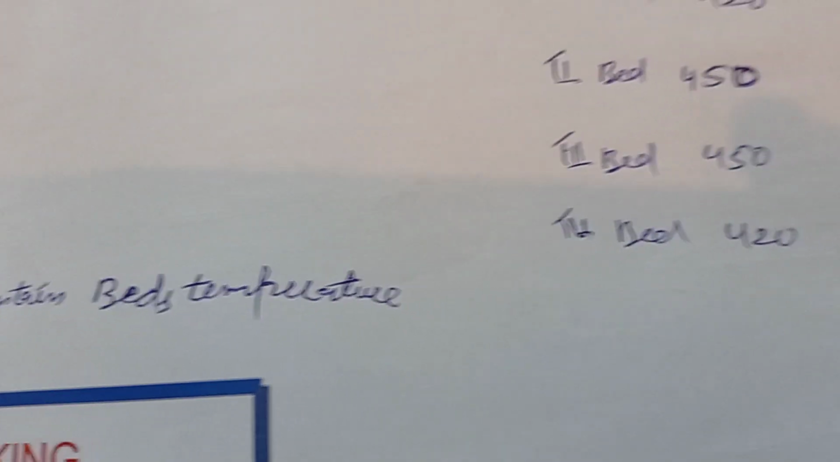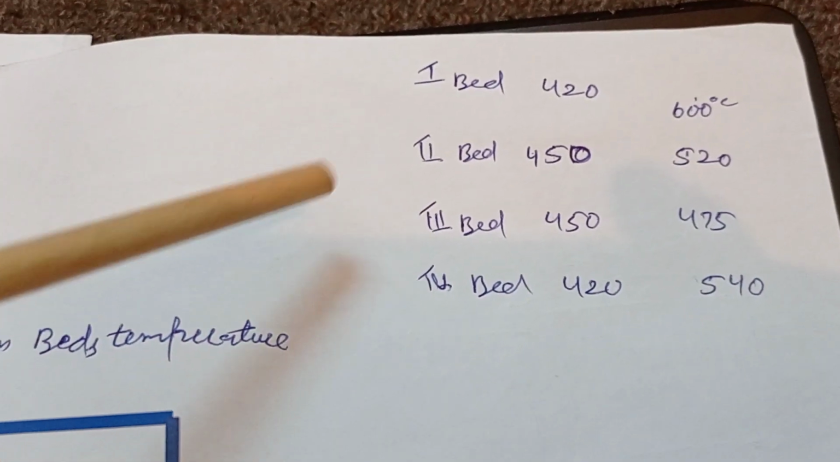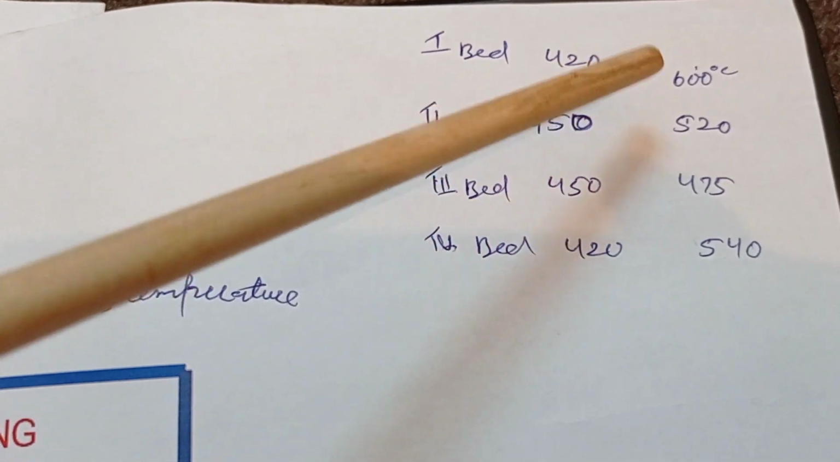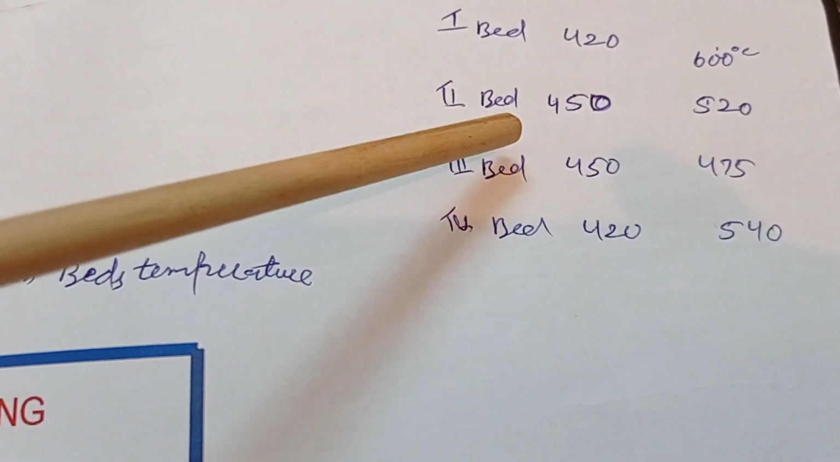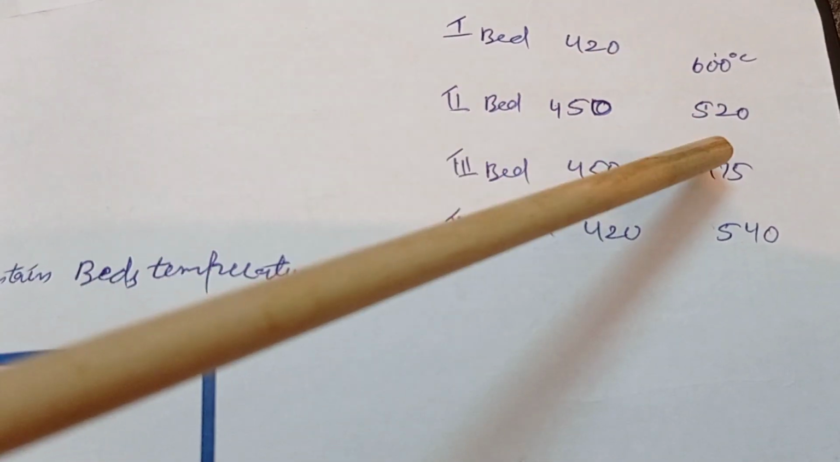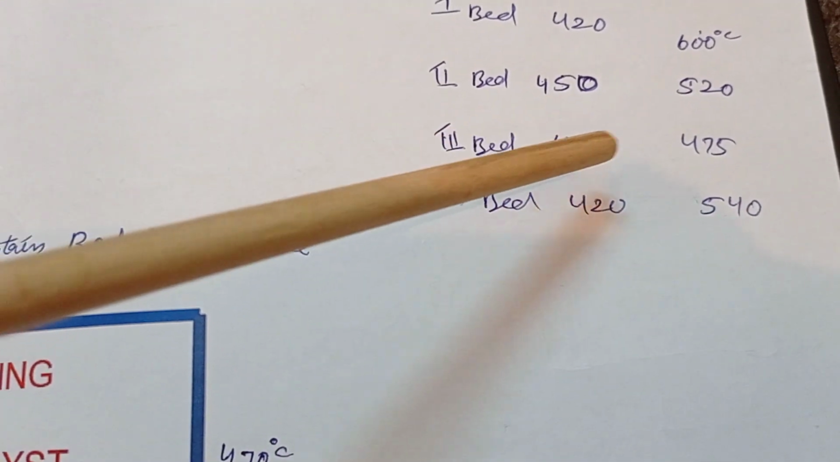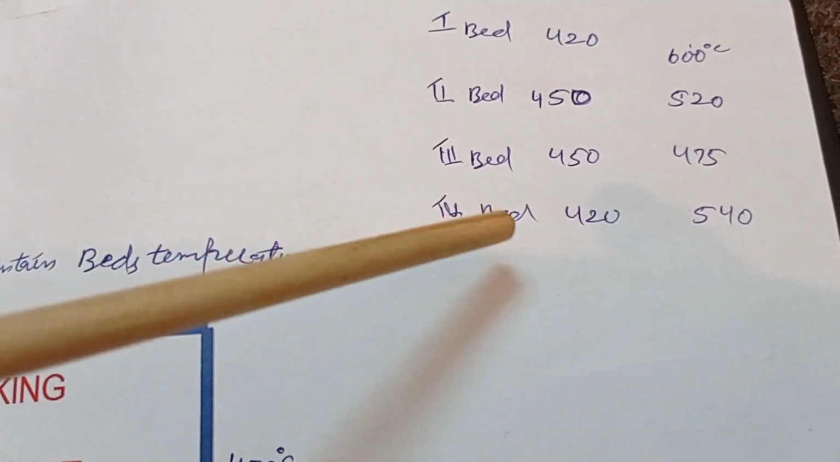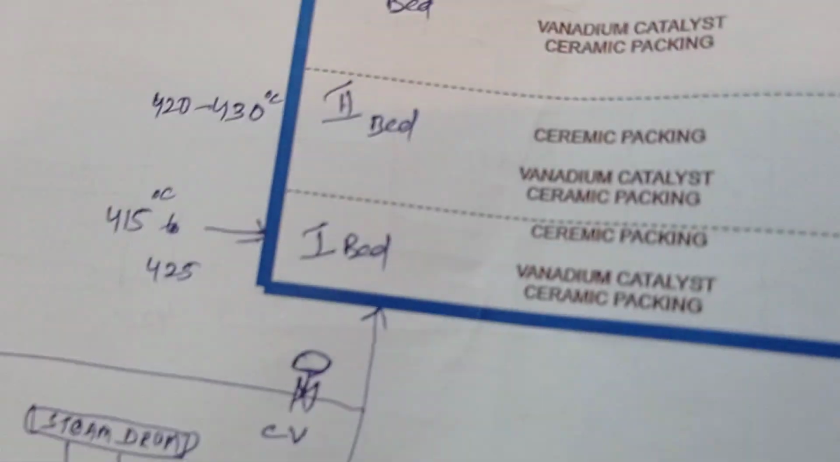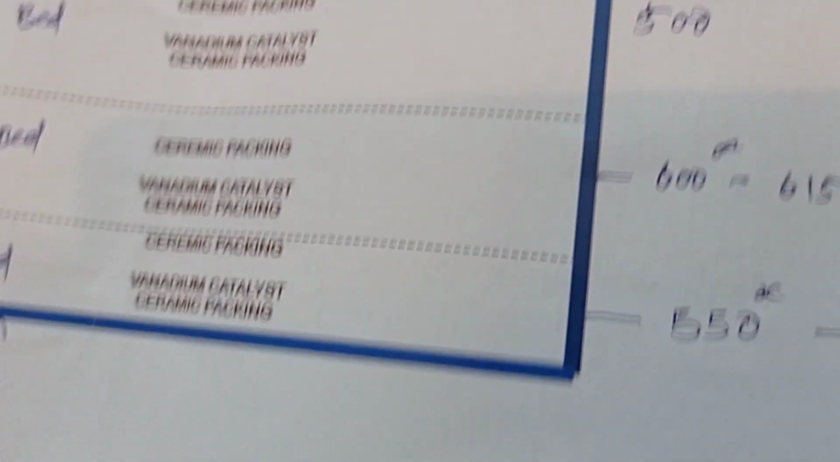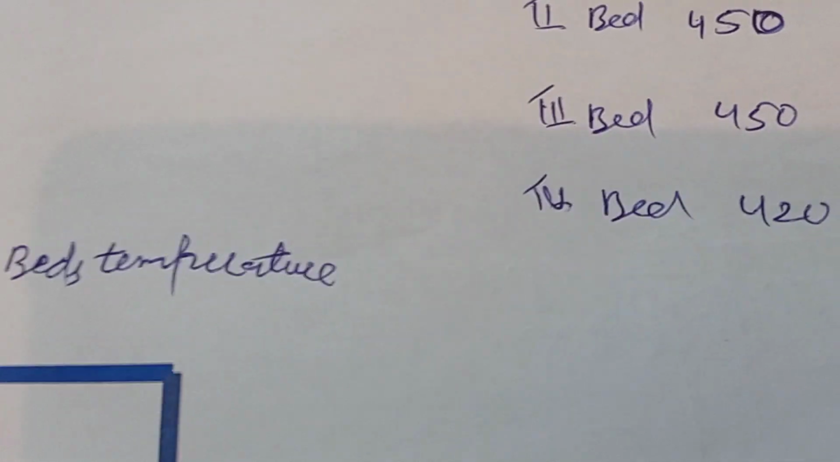This is one of the plants in which we maintain bed temperature like this. I have another plant in which we maintain temperature like this. First bed inlet is 400, outlet is 600, and second bed inlet is 450, outlet is 520. Third bed is 450, 475. Fifth bed is 420 and 540. So you know why this temperature changes. Here we have 550, but here we have 600.